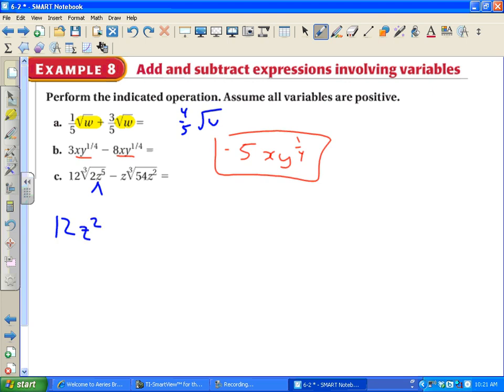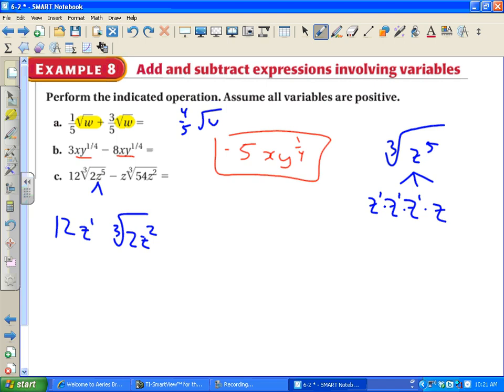Let's see. 3 goes into 5. That will give me a z squared on the outside with a cube root of 2z cubed on the inside. Did I do that right? No, I did not. That was horrible. 3 goes into 5 once, so that'll bring a z to the 1 outside, and I have a z squared on the inside. Again, z to the 5th, cube root z to the 5th. We're going to break that down to z to the 1 times z to the 1 times z to the 1. 3 goes into 5 once, with a remainder of z squared, or a remainder of 2.